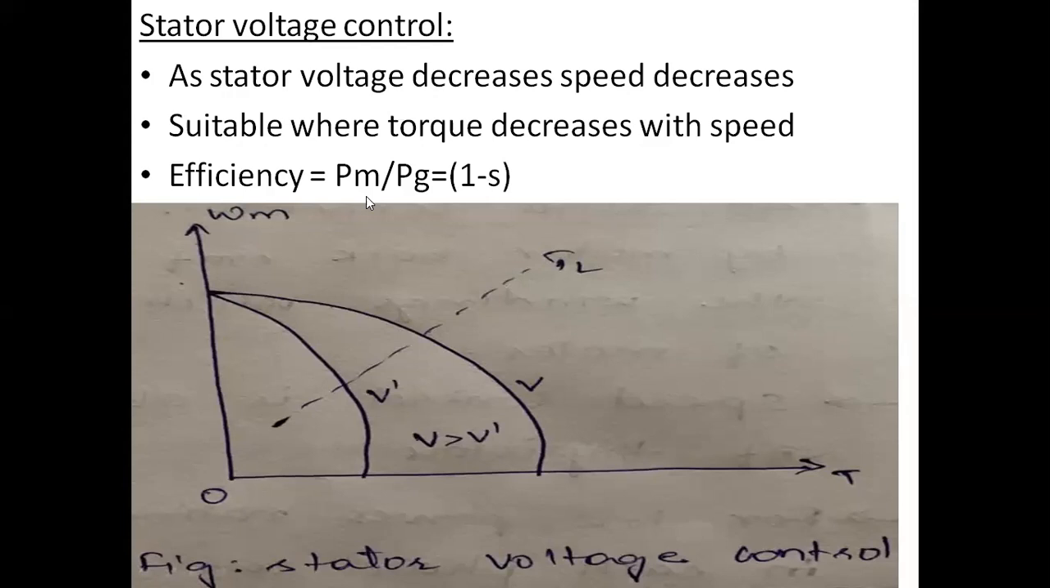And this variable voltage for the speed control is obtained using AC voltage controllers. Our chapter is also that only: stator side control of three-phase induction motor by AC voltage regulators. By using the AC voltage regulators, how we vary the voltage and control the speed of the induction motor.